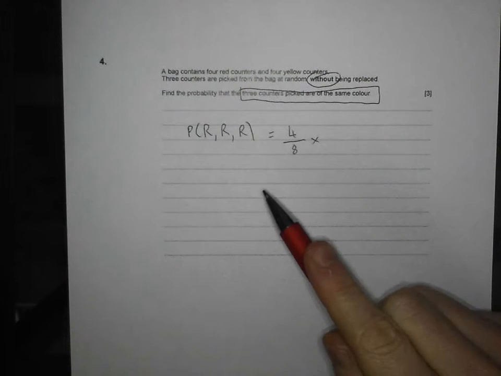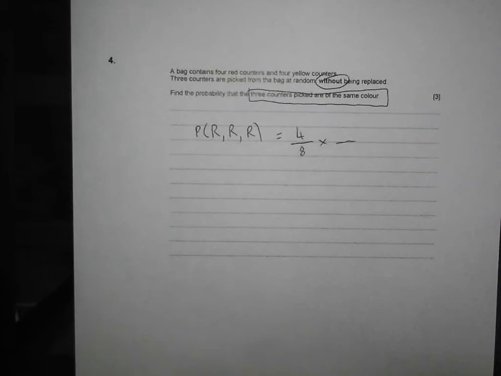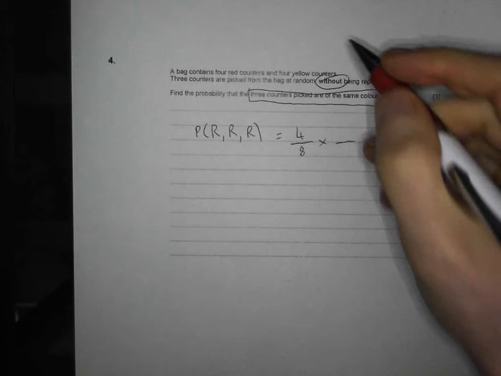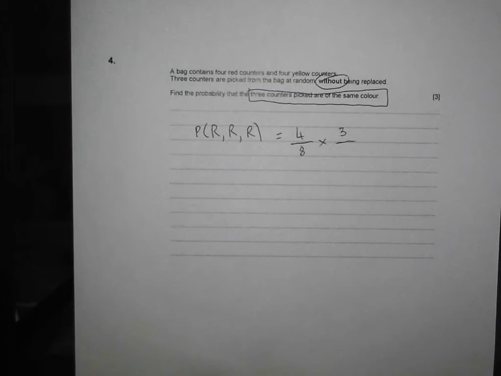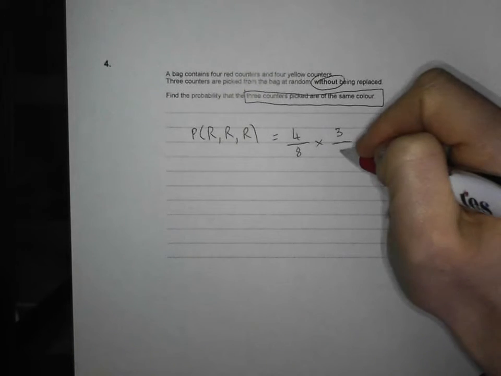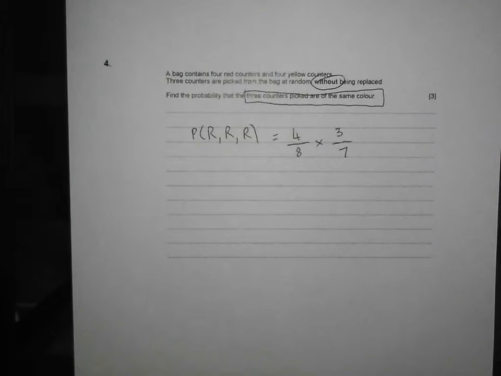Imagine a red's come out of the first branch. So the red has been picked first. You've got a red in your hand. How many reds are there for your second pick? Well, if a red's in your hand, there's only 3 reds. And if you've got a red in your hand, then there's 1 fewer counter. So you're down to 7.